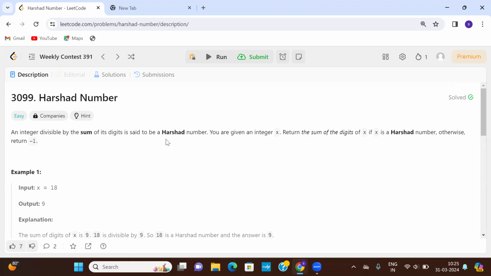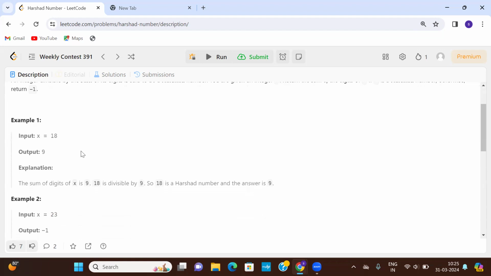So the question is pretty simple. Let us further understand this question with the help of an example. We were given x equals 18. So the sum of its digits will be 1 plus 8, which equals 9. And 18 mod 9 is equal to 0. It means 18 is divisible by 9, since the remainder is 0. So since the remainder is 0, it means it is a Harshad number. So we will return the sum of its digits. The sum of its digits is 1 plus 8, that is 9. So we will return 9.